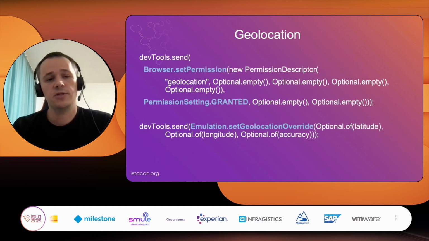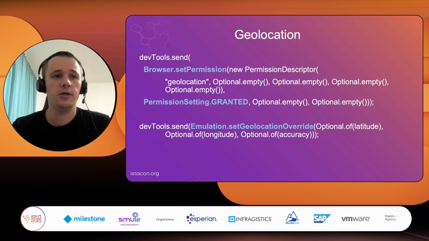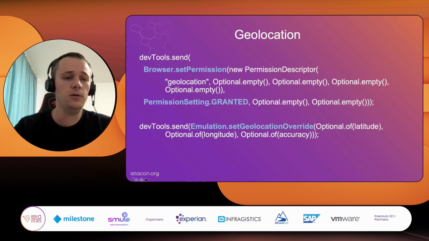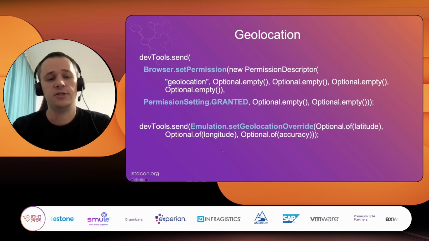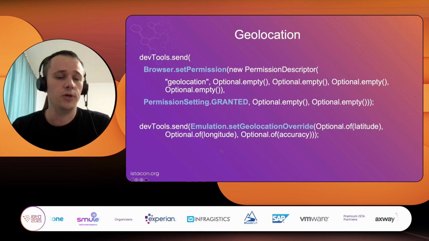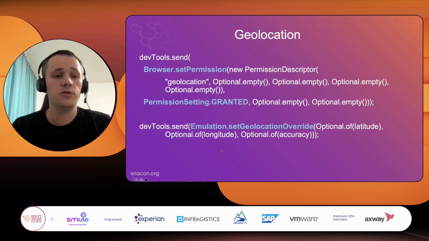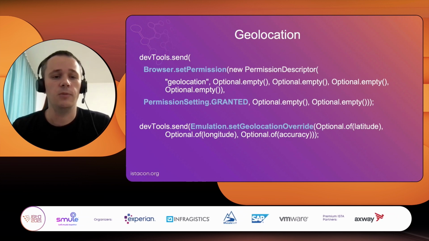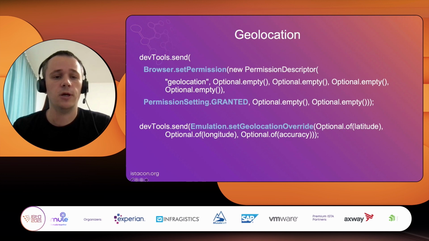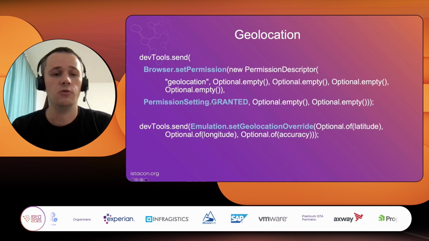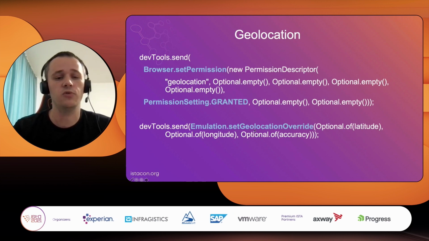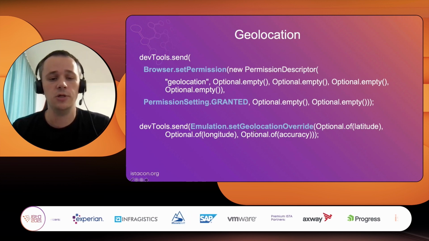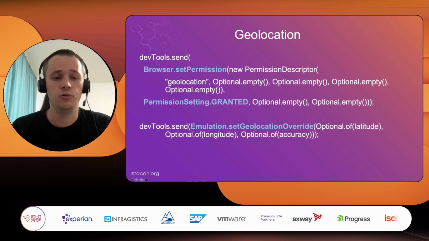Next example is related with geolocation. And here I'm using browser domain and emulation domain. Before starting to run tests with geolocation on your site, first you need to ensure that geolocation is enabled. This is example code of how we enable geolocation in your browser, and after that this is an example of how you can provide latitude, longitude, and accuracy, and override your geolocation.